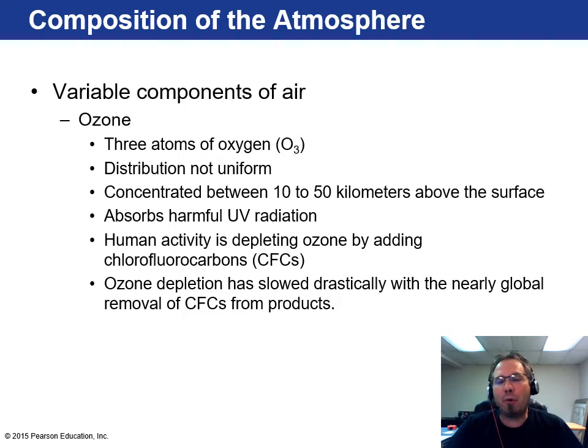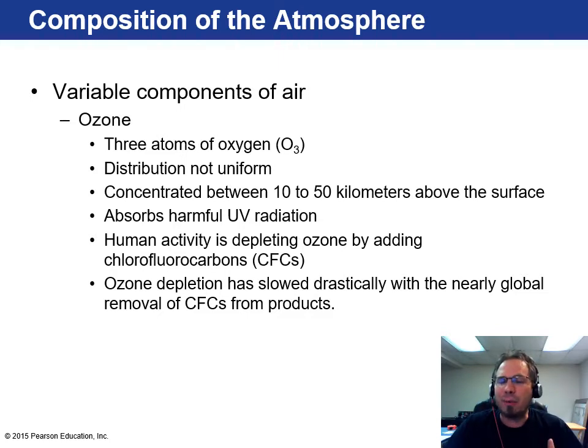Another variable component is what we call ozone. Now, normal oxygen is found in pairs, O2, like CO2. That's what we breathe, breathable oxygen. But there's also this thing called ozone, which chemically is three oxygens combined. It's poisonous if you breathe it by itself, but it's a necessary component of Earth's atmosphere.